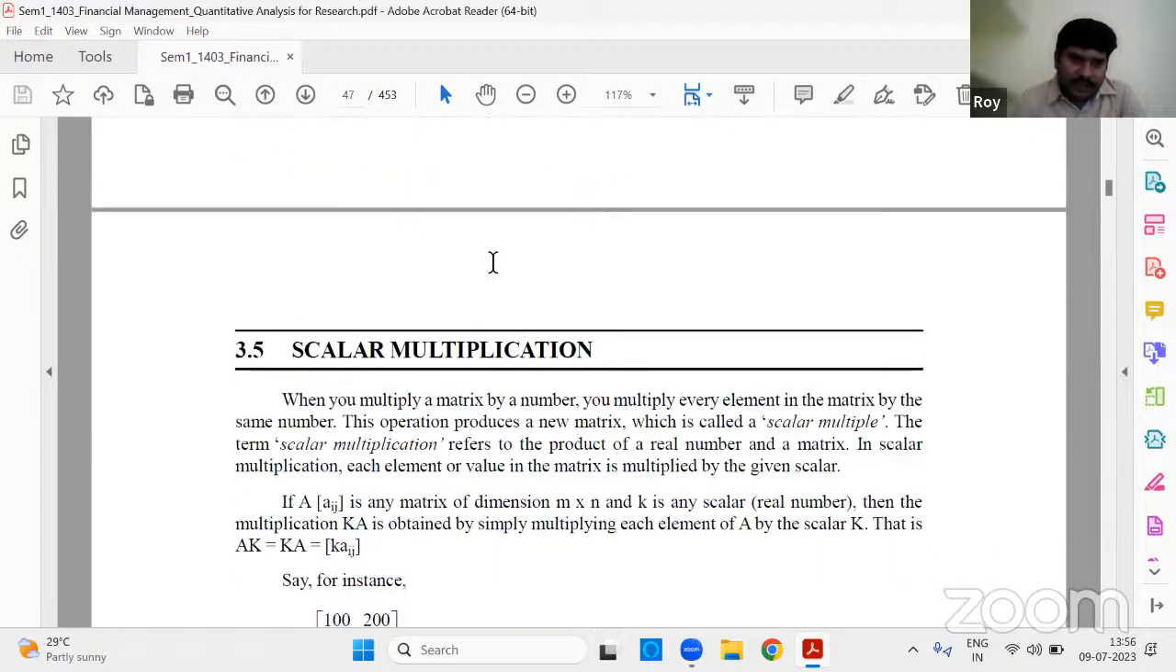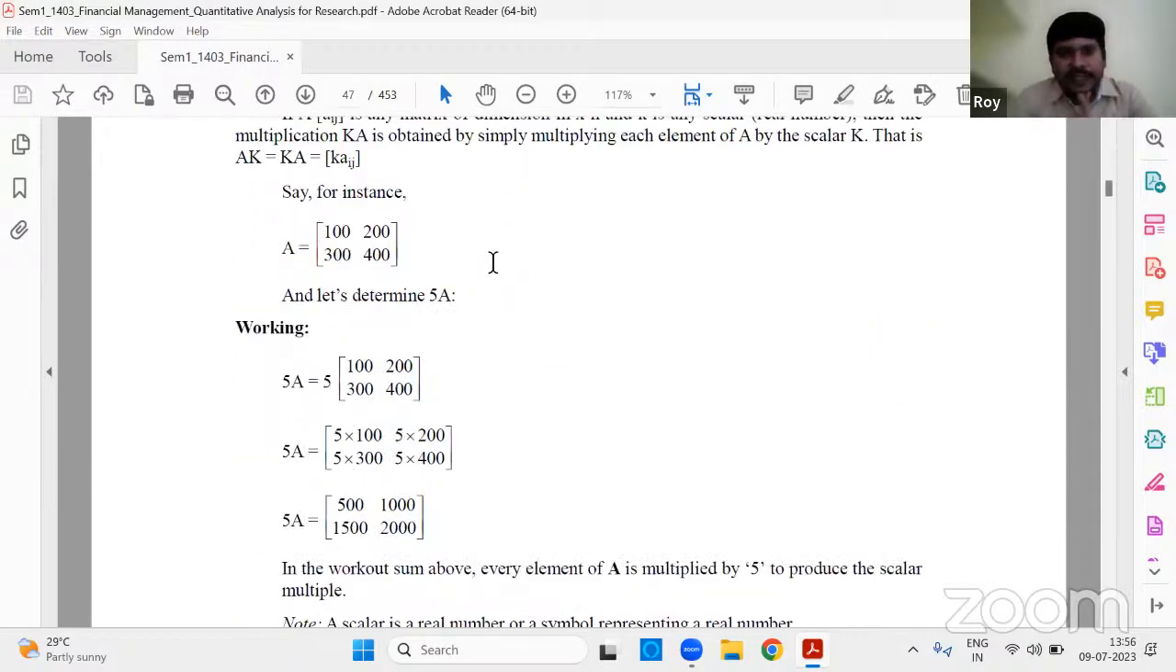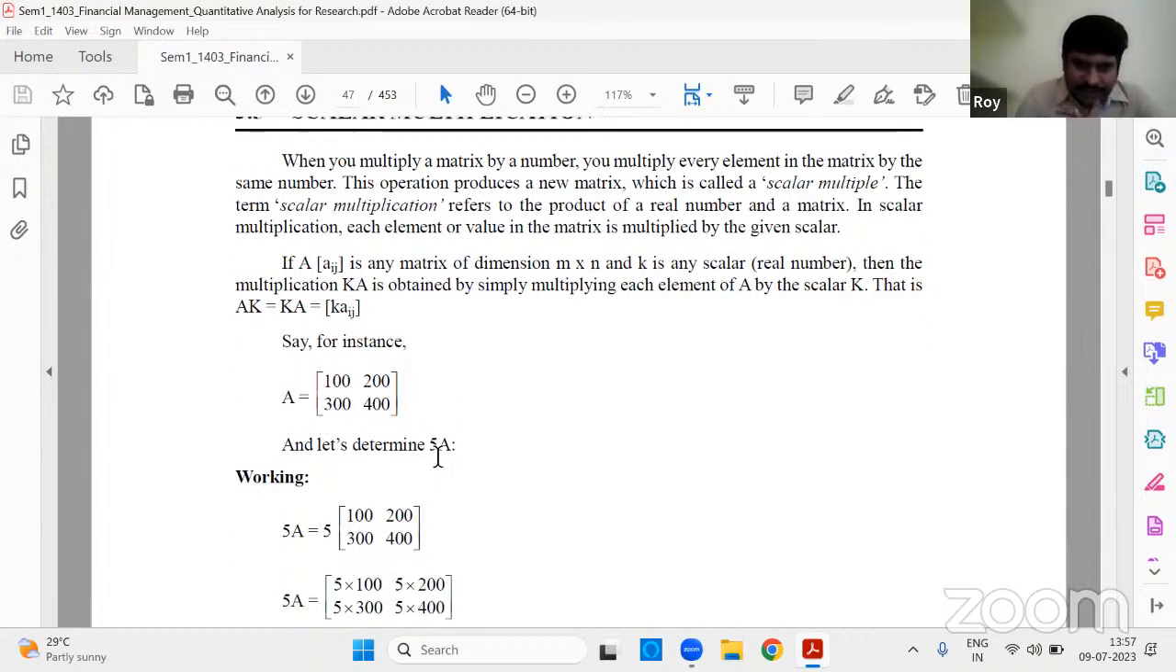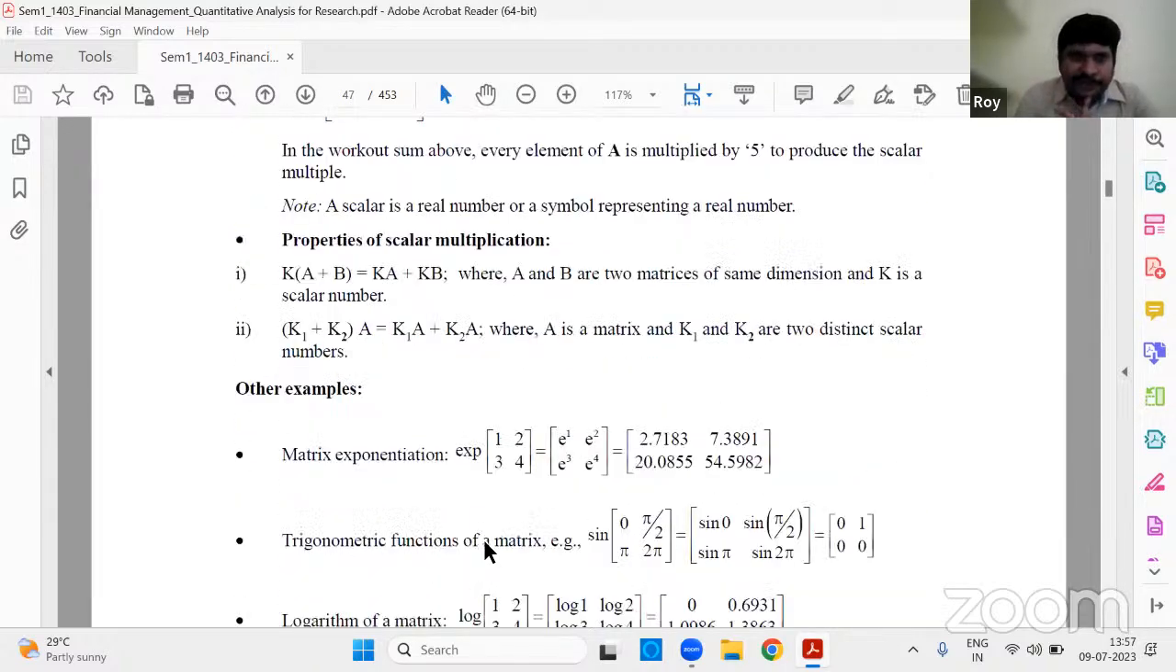We can't do that. Scalar multiplication. Scalar multiplication is that when you multiply a matrix by a number, you multiply every element in the matrix. For example, 2 into x plus y is equal to how much? 2x plus 2y. We are multiplying 2 into x, we are multiplying 2 into y. At the same time, when you're multiplying a number with the matrix, we need to multiply the same with each and every number in the matrix. Right? 2 into 100, 2 into 200, 2 into 300, like that. 5a, 5 into this. Just you will understand this.